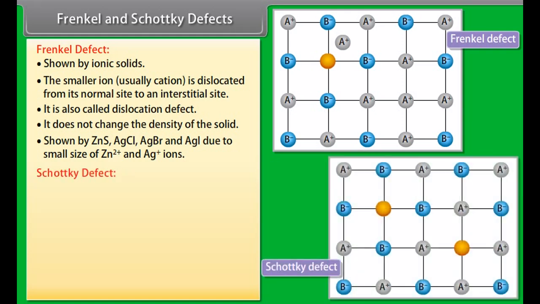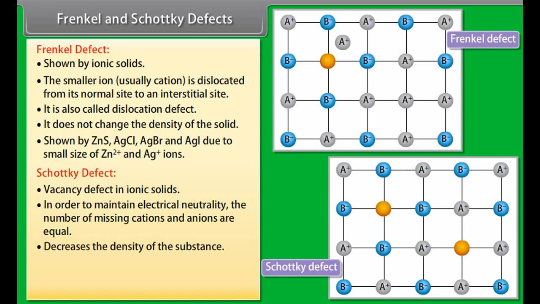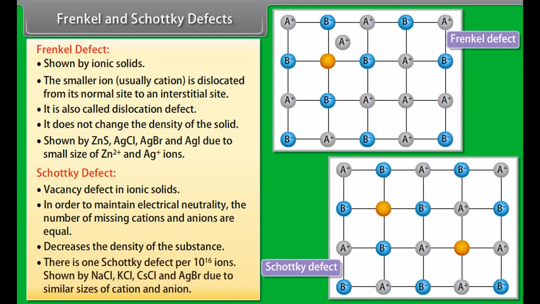Schottky defect. It is a vacancy defect in ionic solids. In order to maintain electrical neutrality, the numbers of missing cations and anions are equal. It decreases the density of the substance. There is one Schottky defect per 10^16 ions. It is shown by NaCl, KCl, CsCl, and AgBr due to similar sizes of cation and anion.